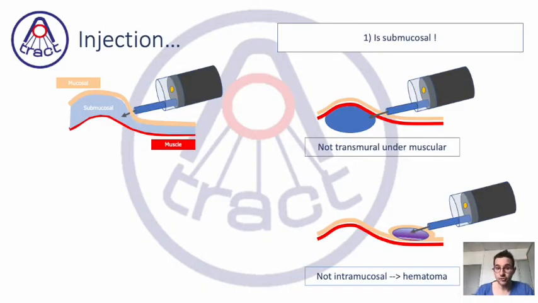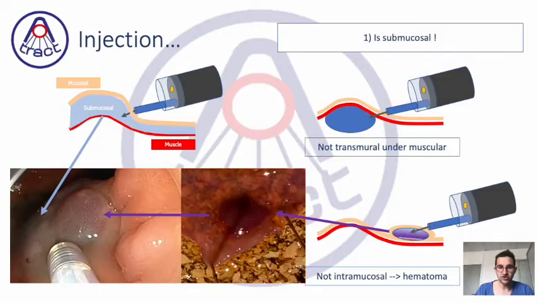And you should also avoid intramucosal injection because it makes hematomas, some bubbles of blood that will change the color, but also you will have a kind of bleeding with some spots that makes the area more difficult to see, more difficult to cut. So please avoid this too shallow injection.